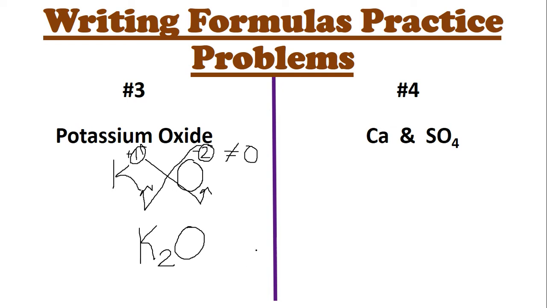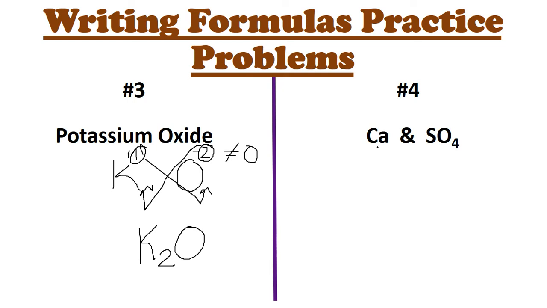Did you follow along? Those were not that hard. They were just two elements. It's easier that way. Writing the names for binary ionic compounds is a little harder than writing the formulas. Remember how easy it was to write the names of the polyatomic compounds? If you don't, go watch that video. But writing the formulas is a little bit more difficult.